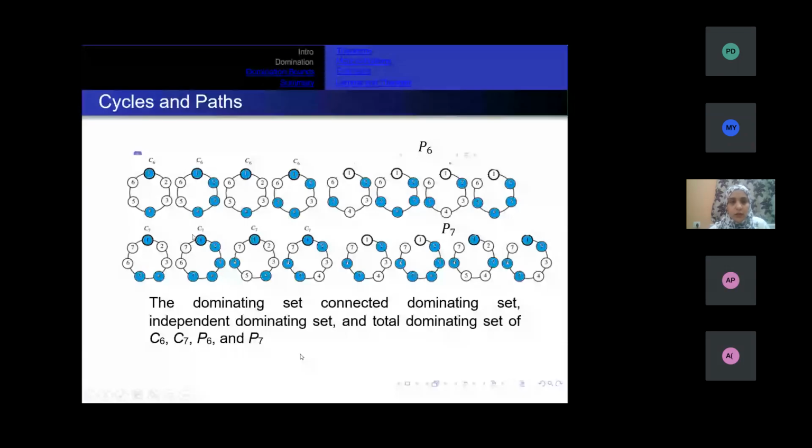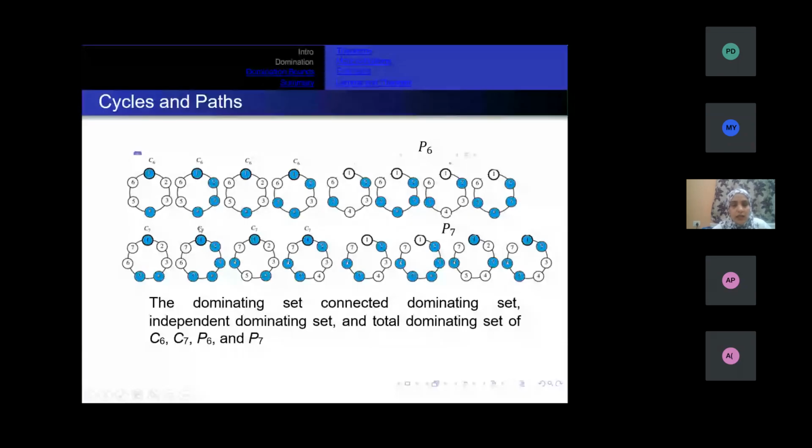Visible. Okay. So now moving on to the cycle and path graphs. In the previous slides, I explained how we consider the domination number and how we see the dominating set. In this part, we are seeing the different types of dominating set, like connected, independent, and total dominating set. So in this cycle graph, these are the cycle graphs. Here we can see C6 and C7. Here are the path graphs P6 and P7.